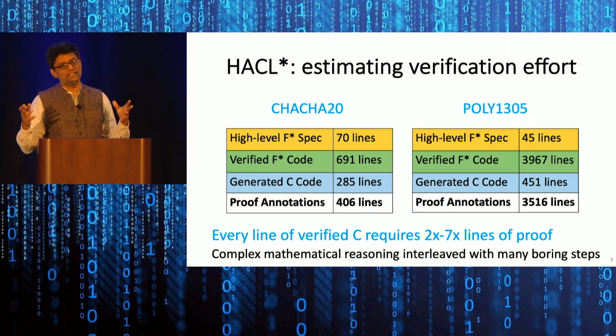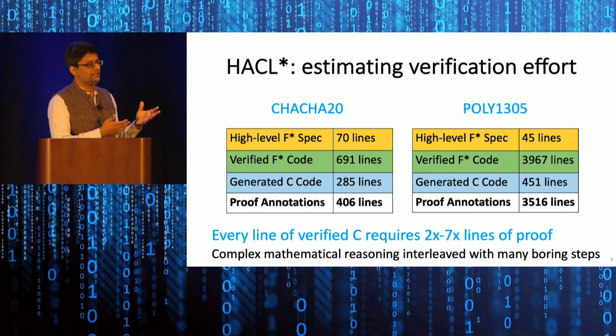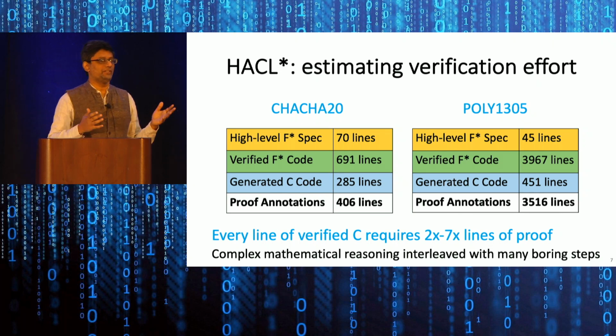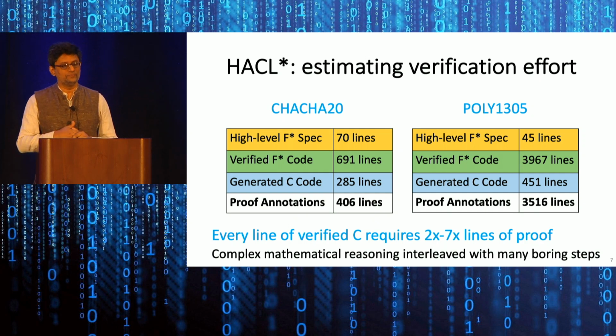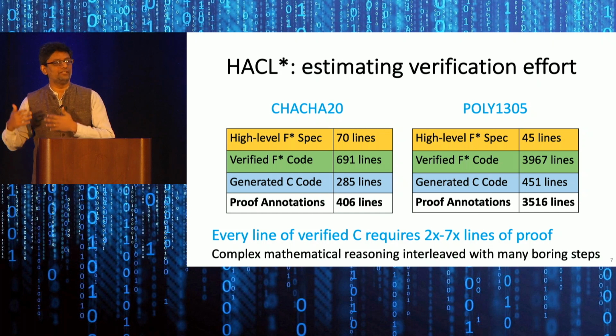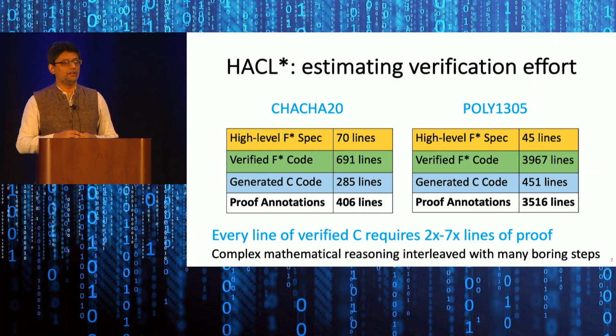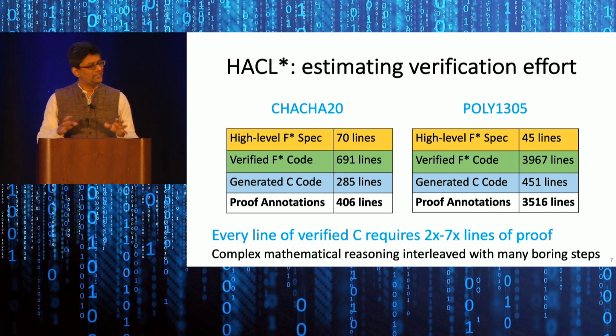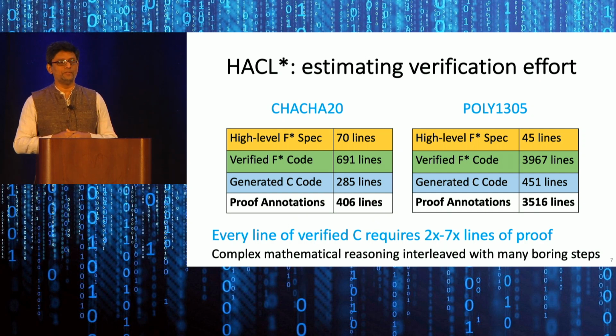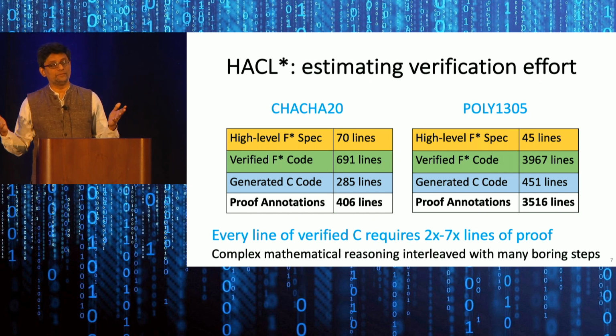But the verified code we write is actually significantly larger. For ChaCha20 and symmetric primitives like this, typically if you want to verify, let's say, a 300-line C program, you will end up writing maybe 400, 500 lines of annotations for the memory safety, for functional correctness, and so on. And not all of it is interesting. Most of it is probably boring. For Poly1305, you're also doing field arithmetic proofs, so you might be writing 7 times as many proof annotations.